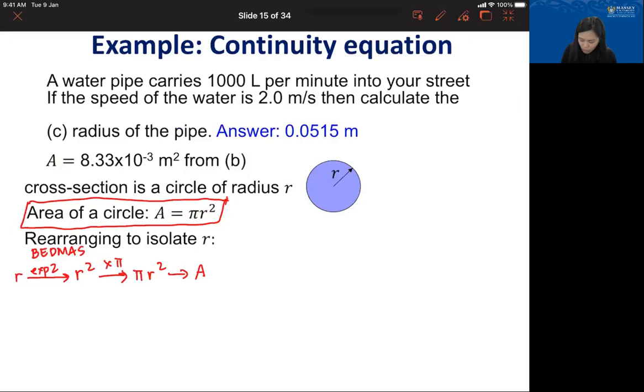So that tells you that when you rearrange your equation, you have to divide by pi first. So you have A divided by pi, and then you do the reverse of exponent 2. So what's the reverse operation of exponent 2? It's the square root, right? So the reverse operation of raising to the power of 2 is the square root.